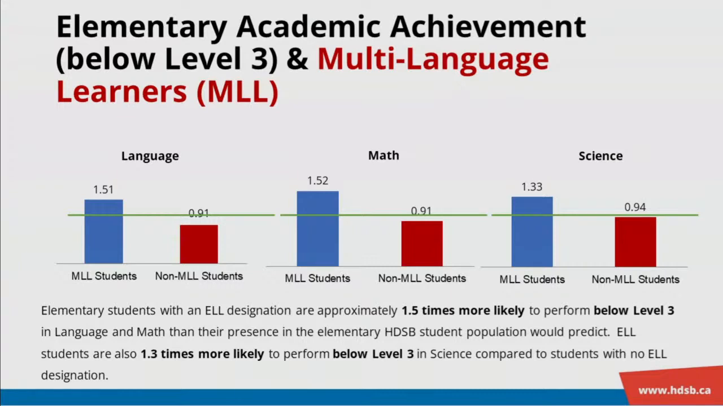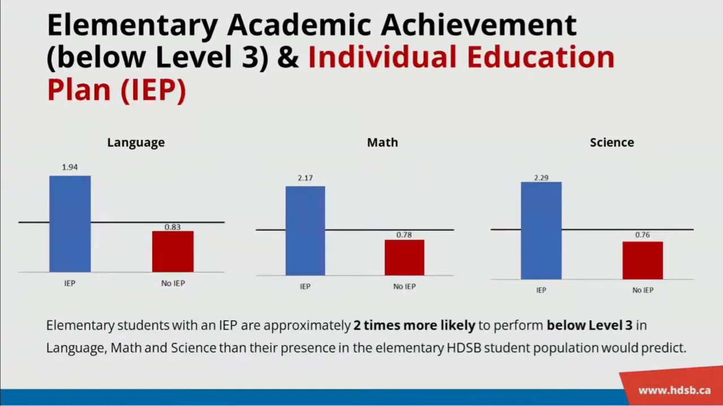That term has now been switched with MLL, or multilanguage learners, and we're seeing some disparities there as well, with students who are learning English being 1.5 times more likely to achieve below level 3 in language and math, and 1.33 times more likely to perform below level 3 in science than what their overall population would predict.